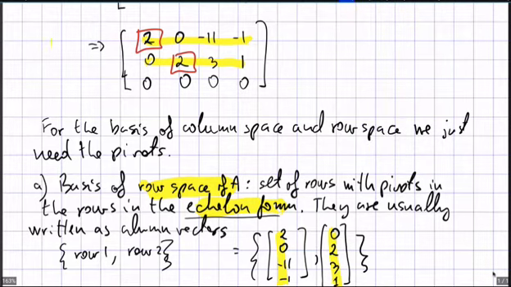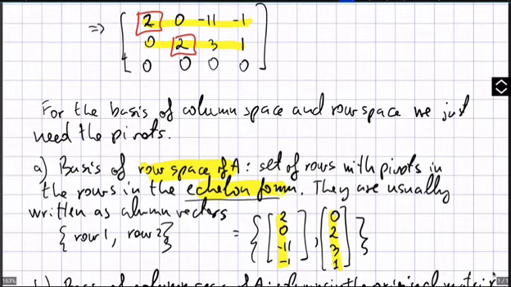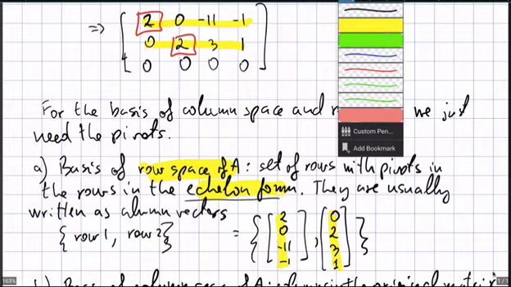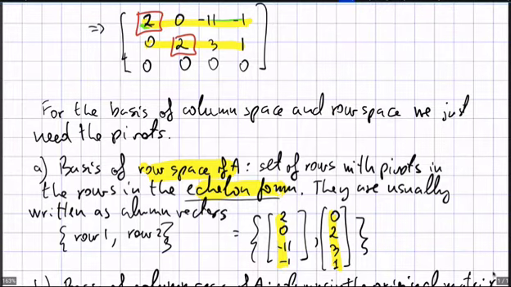We have row 1 and row 2 with pivots in them. That means those two rows will form a basis for the row space. These row vectors usually are written as columns because we are talking about a basis for a space, and basis vectors are usually written in column vector format. Okay, so notice that we have the first row here and the second row with the pivot in it. So this is the basis of the row space.